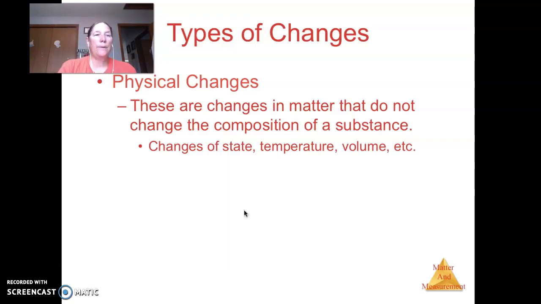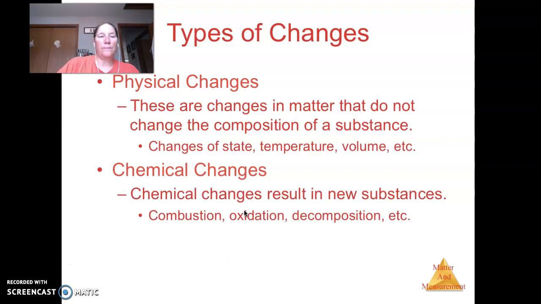You change its shape. So if you start with and end with the same substance, you know it's a physical change. A chemical change, you're going to end up with a new substance, and your new substance is going to have different properties. Here they have combustion. Combustion means to burn things.